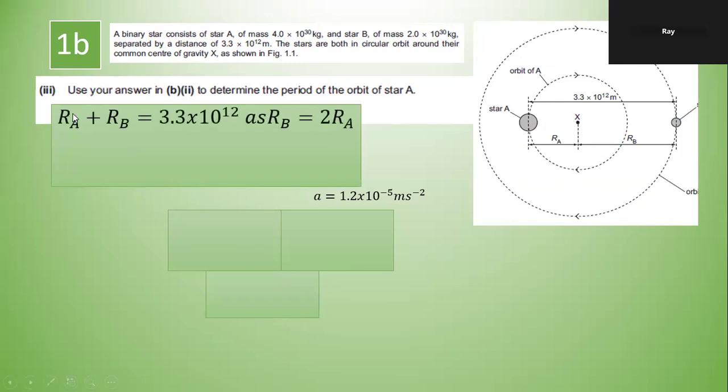Right, that's what we have given. RA plus RB is this one, and RB is equal to 2RA. So replace it by 2RA to get 3RA. Divide this by 3 to get RA.